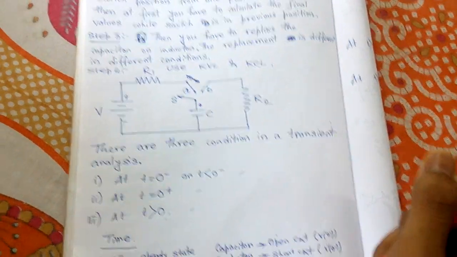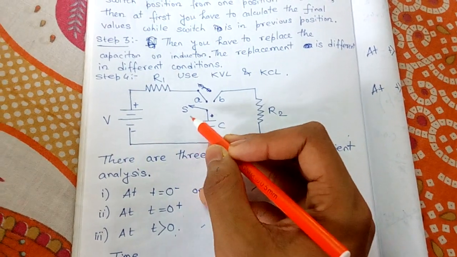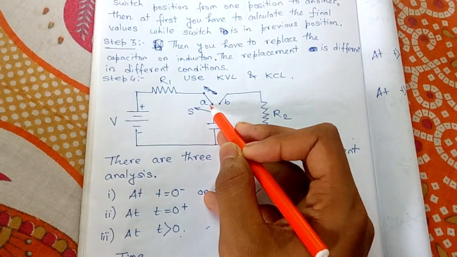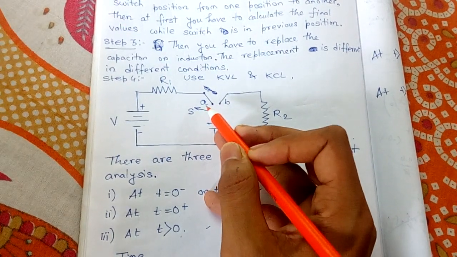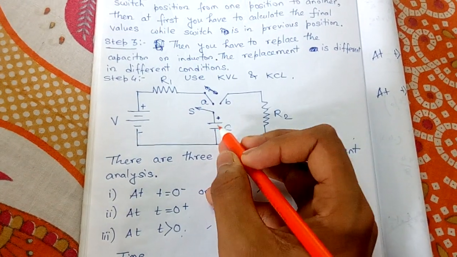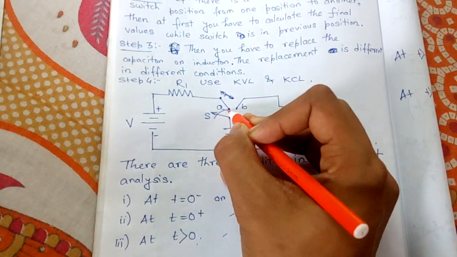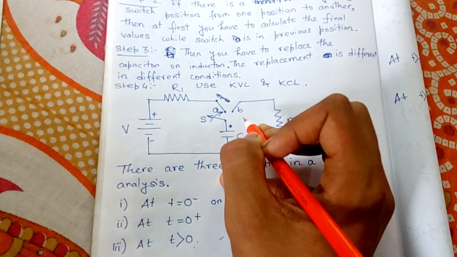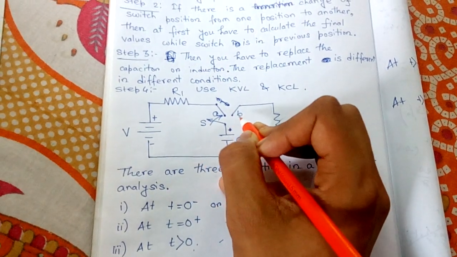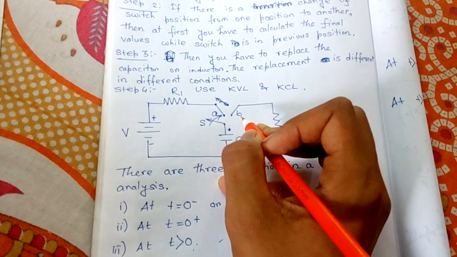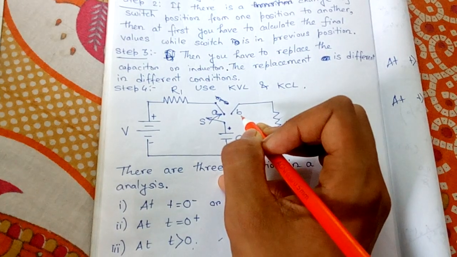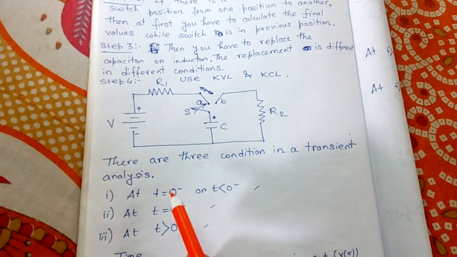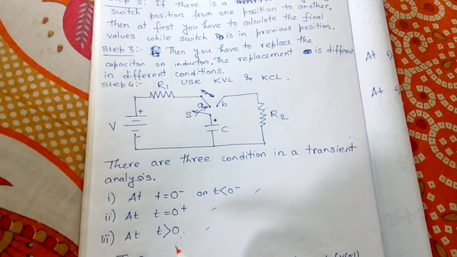Now it is told that a switch is given and the switch is in position A for a long time. Now at t equals 0, the switch is thrown to position B. So we have to know what we mean by t equals 0 minus, t equals 0 plus, and t greater than 0.